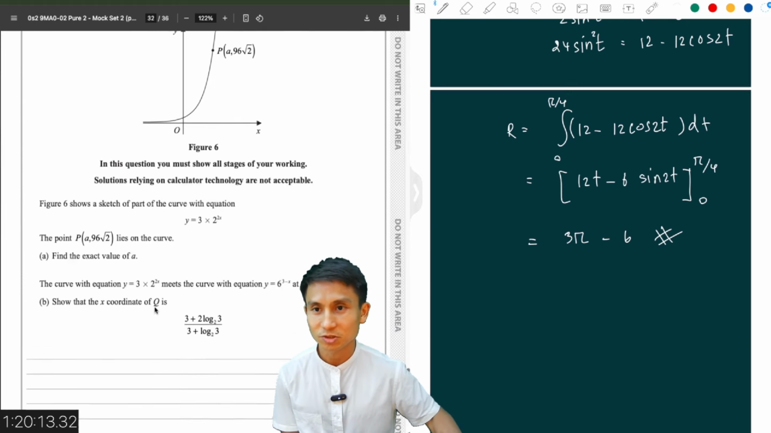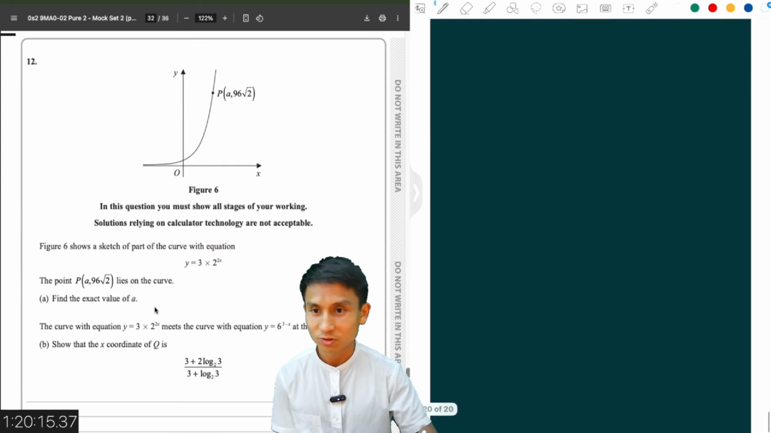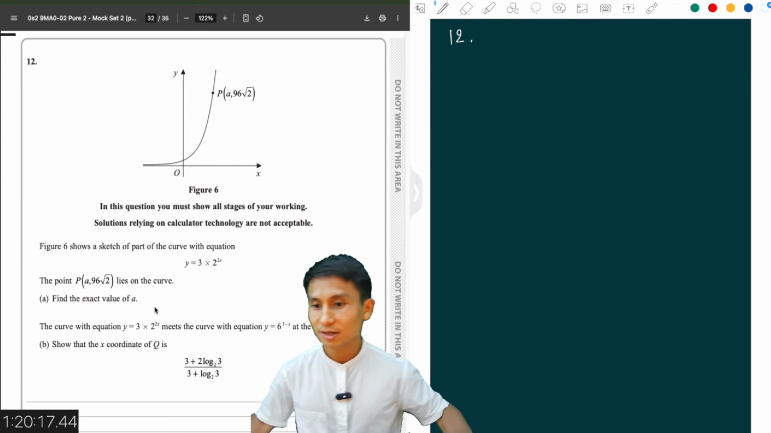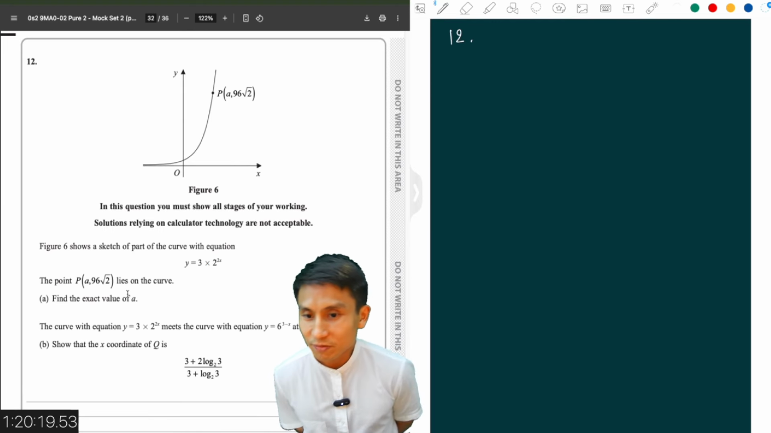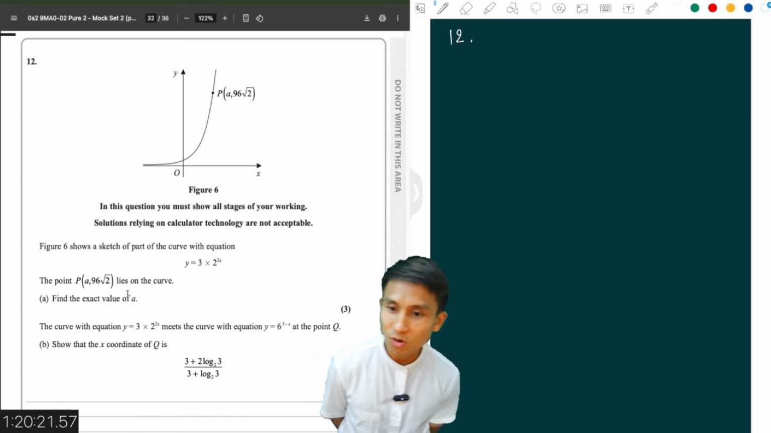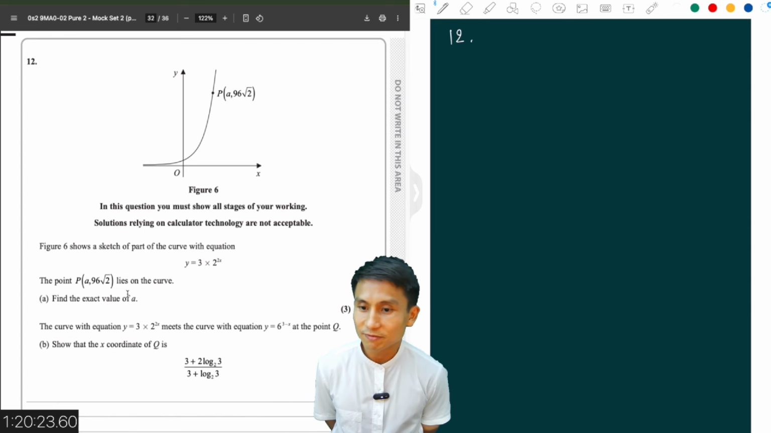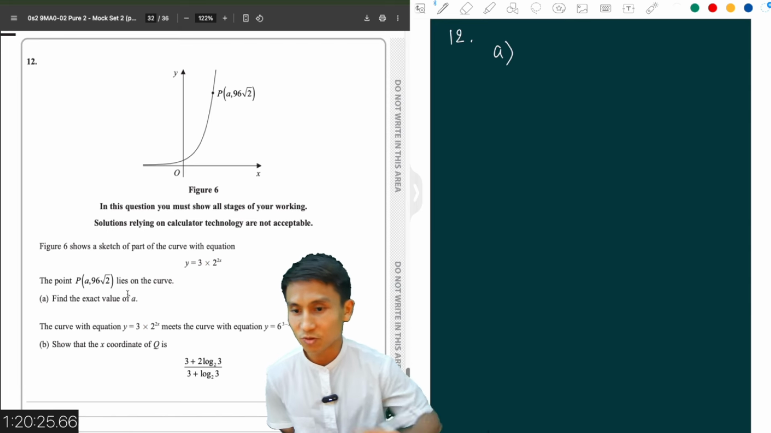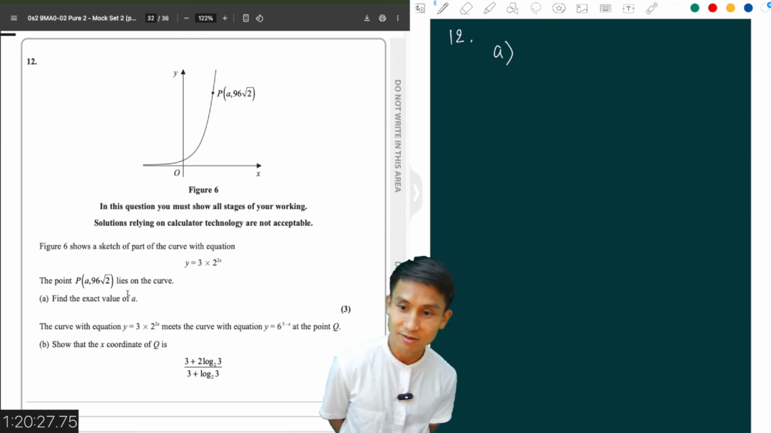Next, question 12. What are we now? 1 hour 20 minutes. We're quite fine. Figure 6 shows a sketch of part of the curve with equation, and the point P lies on the curve. A, find the exact value of A. Right.